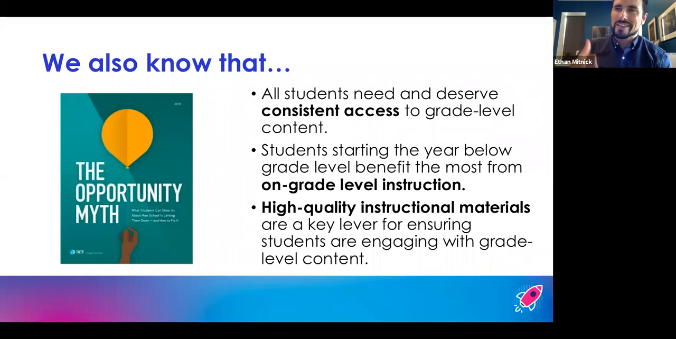We also know that, and this slide will probably also look very familiar, that our students need and deserve consistent access to at-grade level content. And our students who are starting the year below grade level are the students who particularly benefit when they have access to on-grade level instruction. And we've also talked a few times now about how important it is to make sure we have high quality instructional materials in place to make sure our students can engage with and be successful with that grade level content.